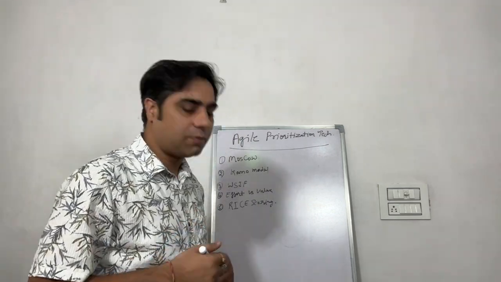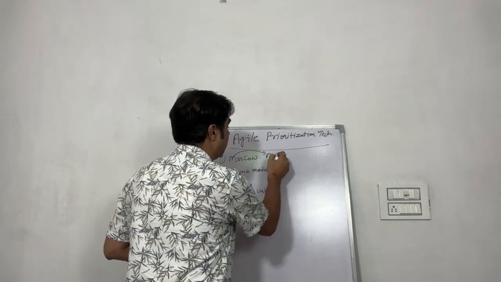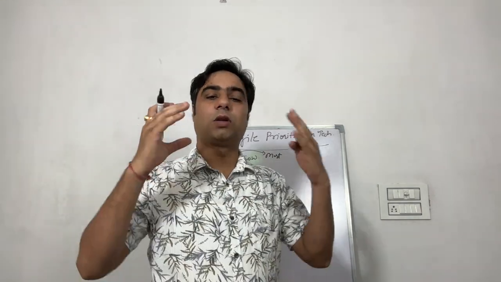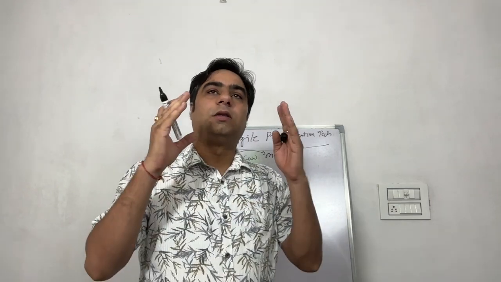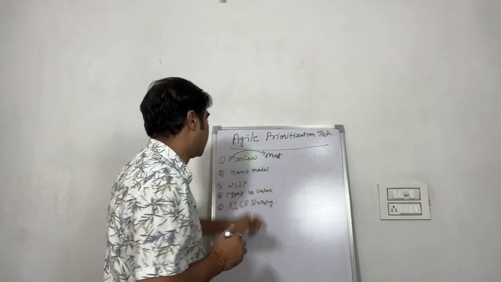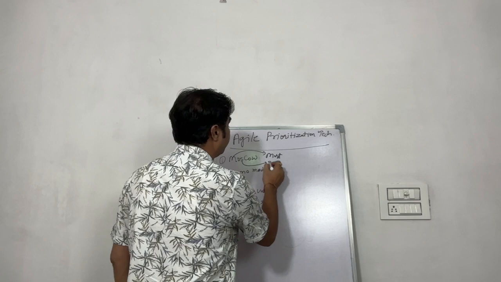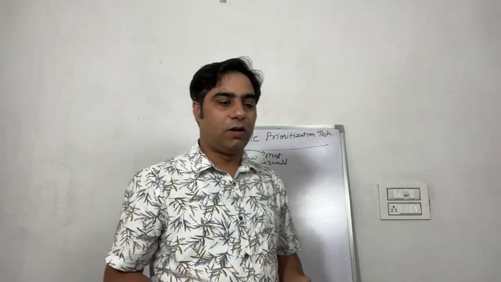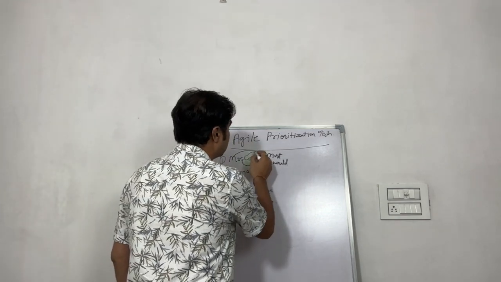The first one is the MoSCoW method. MoSCoW means, first, must have. Whatever features you or your customer think must be in any product or mobile app, that should be a must. The second is should have. Should have means that feature should be available, and it adds value. Now the third is could have.